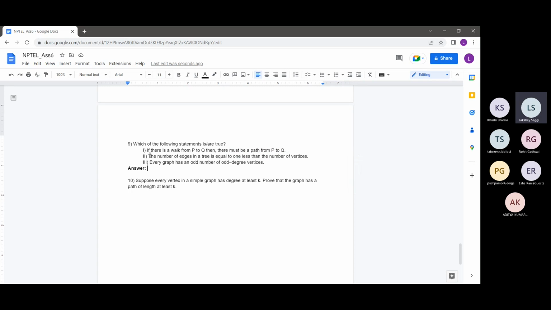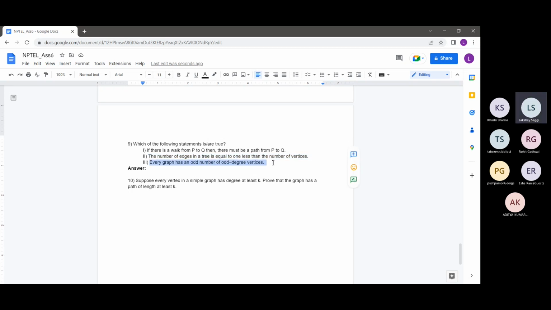Similarly, I'm just doing this orally since this is a straightforward application of what has been discussed in the lectures. The second option is that the number of edges in a tree is equal to 1 less than the number of vertices. This has also been shown in the lecture: if the number of vertices is n, then the number of edges will be n minus 1. This is what the statement is saying.